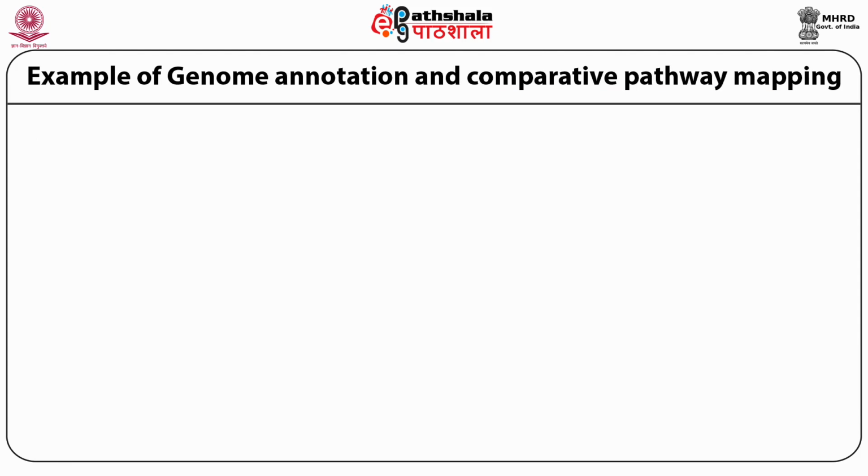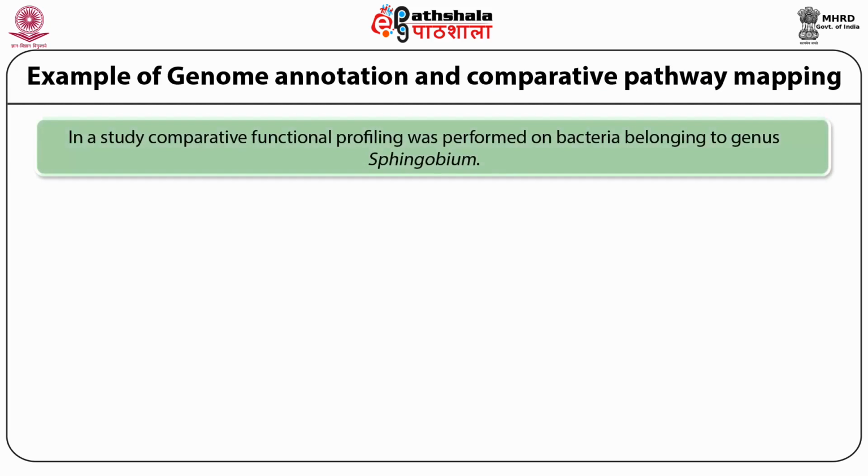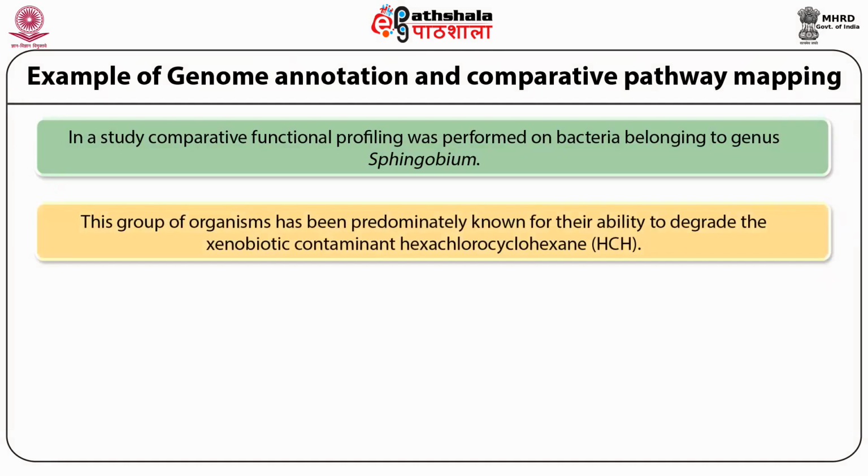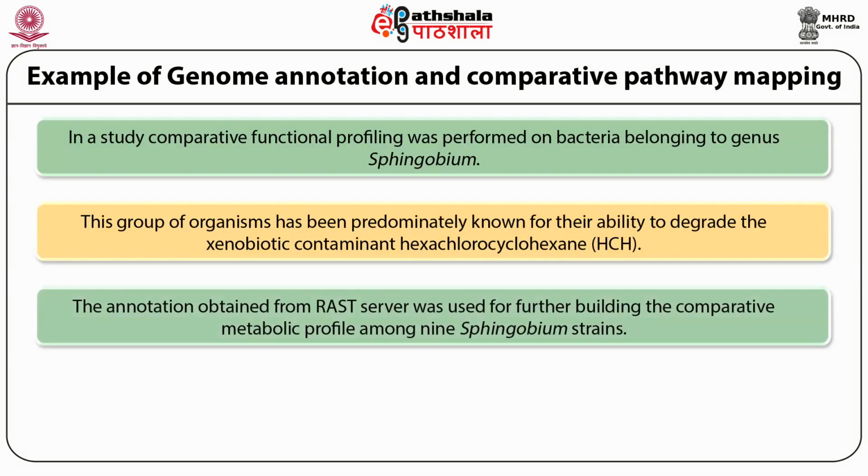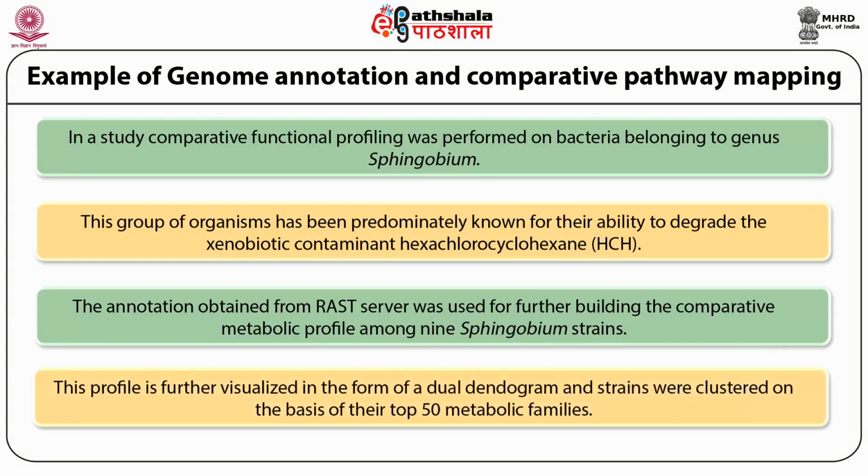Example of genome annotation and comparative pathway mapping. In a study, comparative functional profiling was performed on bacteria belonging to the genus Sphingobium. This group of organisms has been predominantly known for their ability to degrade the xenobiotic contaminant hexachlorocyclohexane, or HCH. The annotation obtained from the RAST server was used for further building the comparative metabolic profile among the 9 Sphingobium strains. This profile was further visualized in the form of a dual dendrogram, and the strains were clustered on the basis of their top 50 metabolic families.